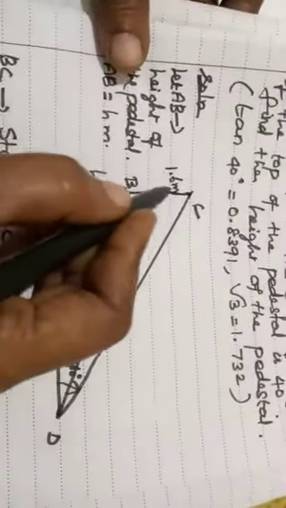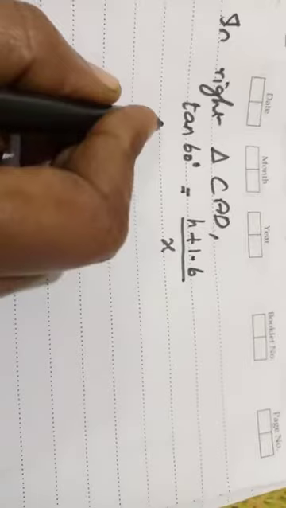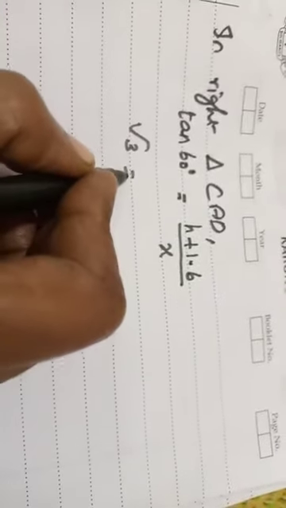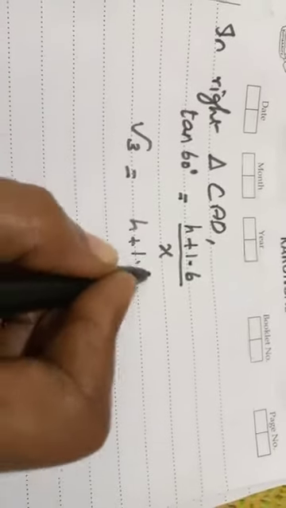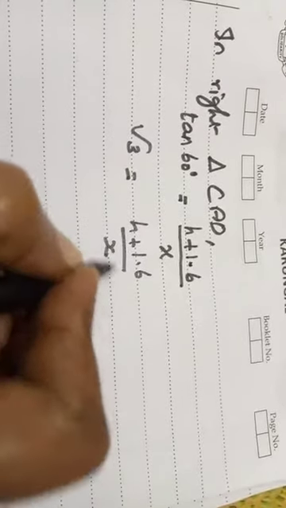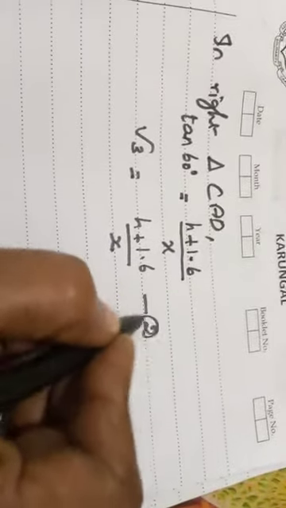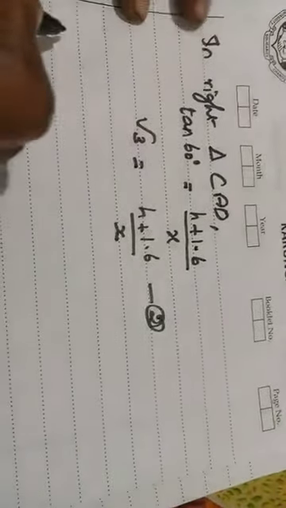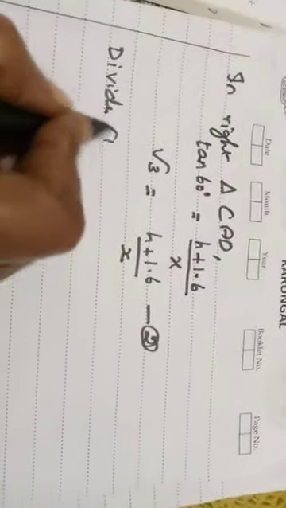That is h plus 1.6 by adjacent side, we have this total distance AD. That is X. Okay. What is tan 60 value? Do you remember? Root 3. Root 3 is equal to h plus 1.6 by X. Equation number 2. So equation number 1 and 2, let us divide it. Okay. Divide the equations 1 and 2.